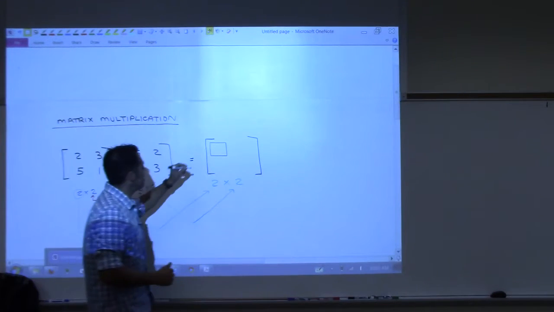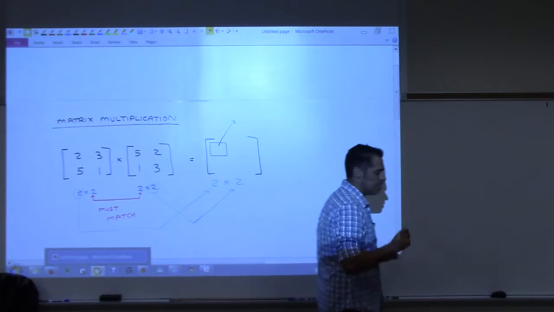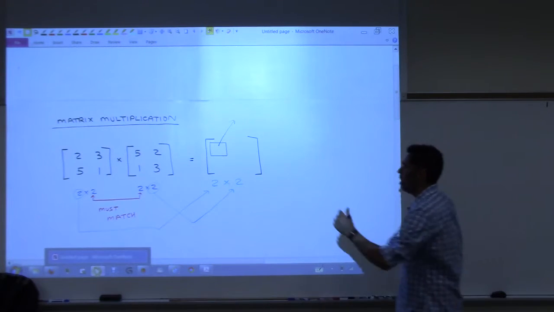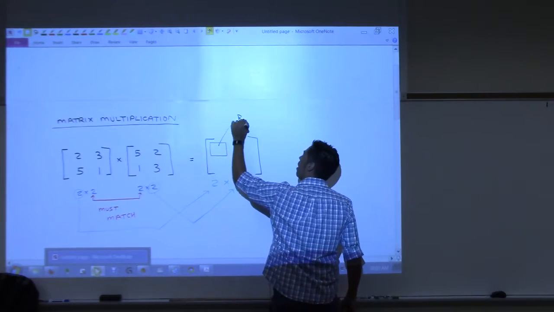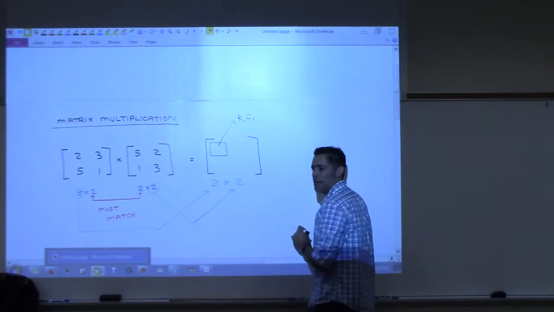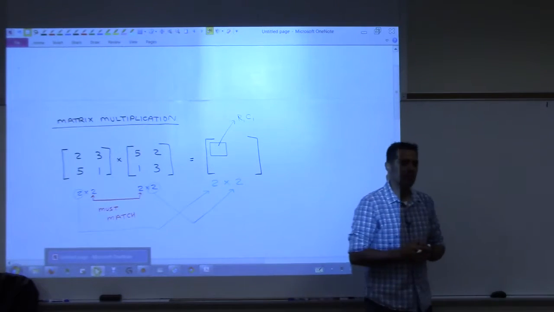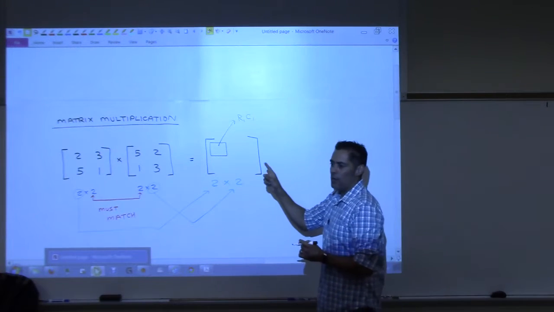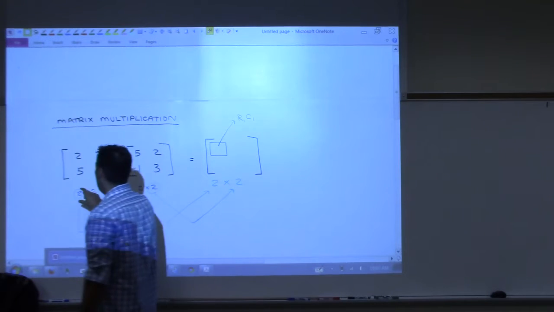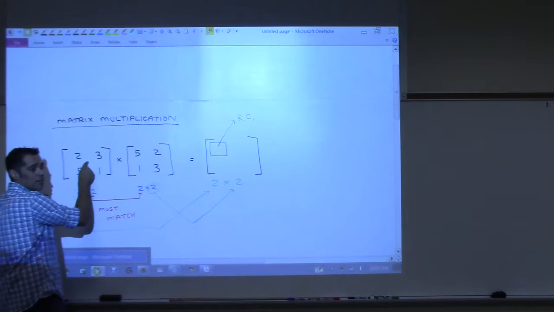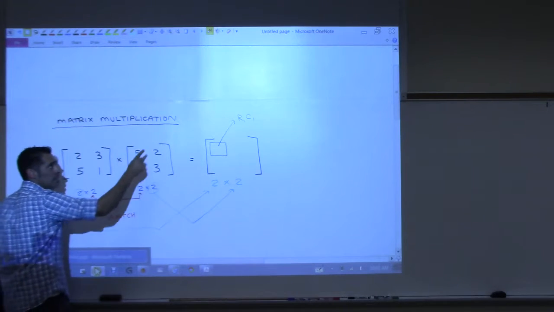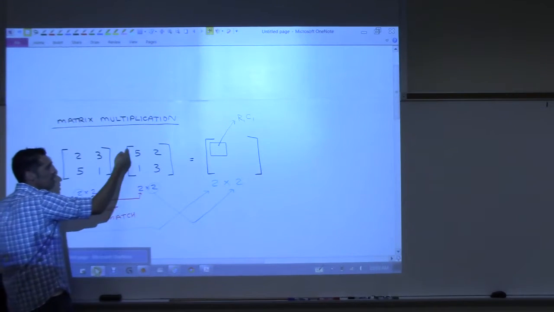So tell me about this answer right here. In words, it's the first row, first column. This is row 1, column 1. Do you agree? That's the position of this? So how you get that number is by going over here and taking the first row here and multiplying it times the first column here. Because it's row 1, column 1, you're going to take row 1, column 1.